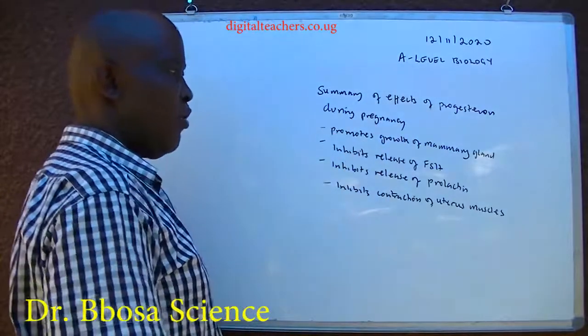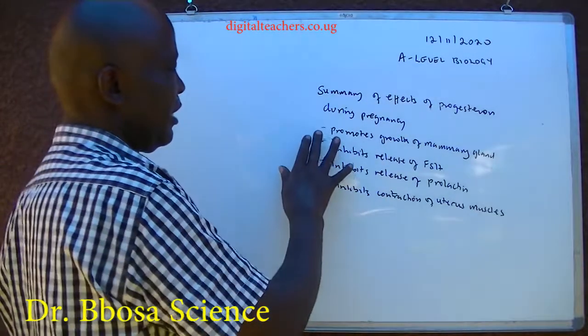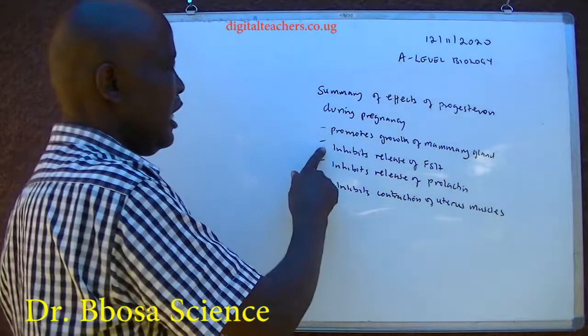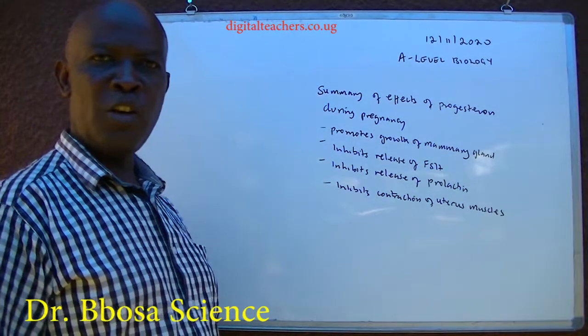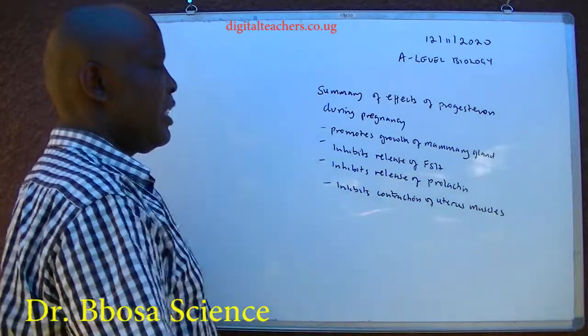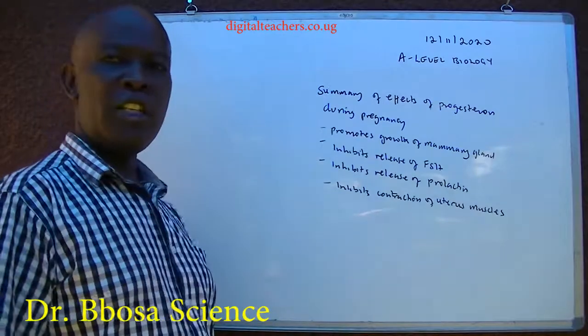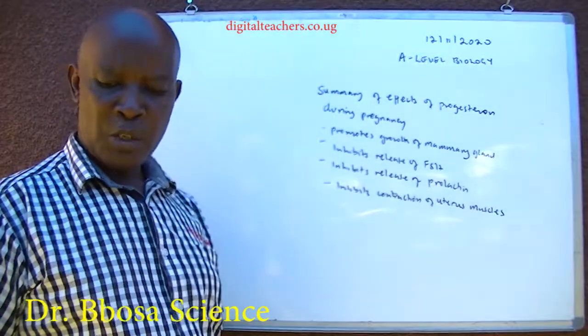Summary of effect of progesterone during pregnancy. Promotes growth of mammary gland, inhibits release of follicle-stimulating hormone, inhibits release of prolactin, inhibits contraction of uterus muscles.